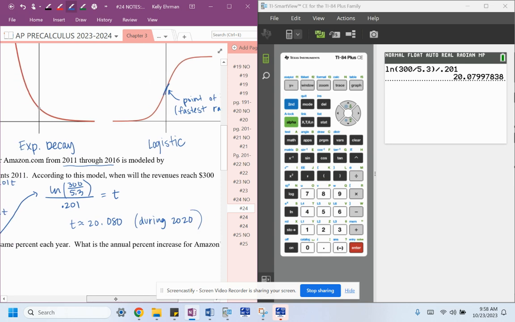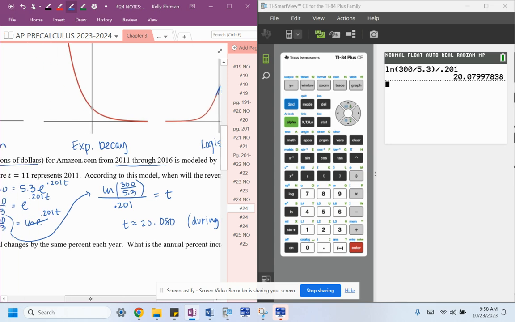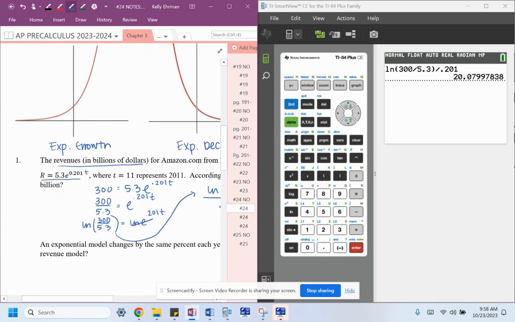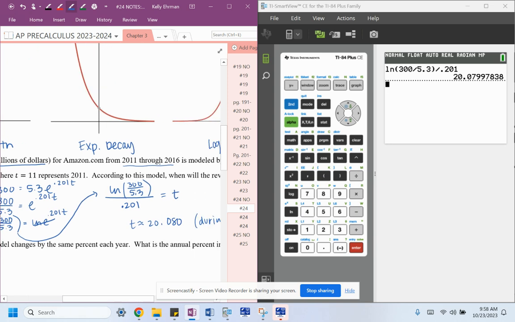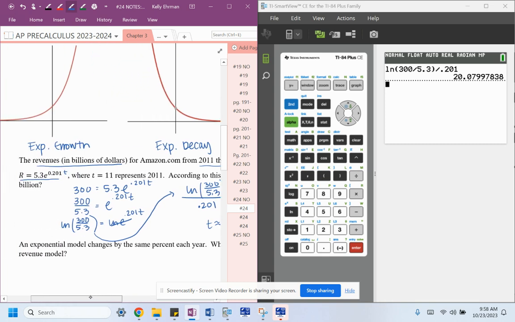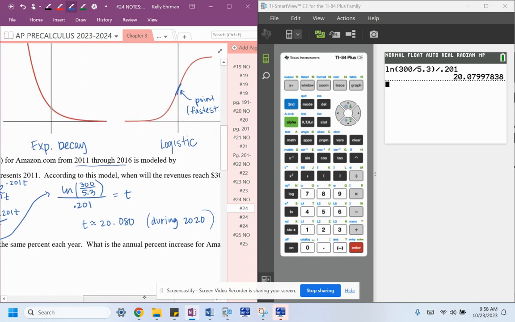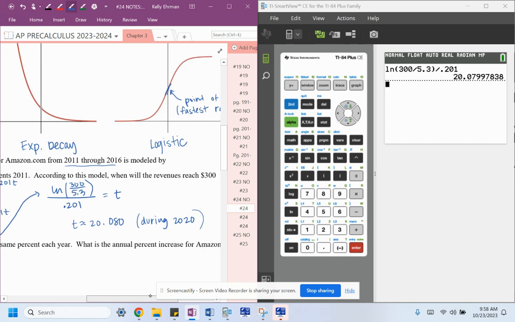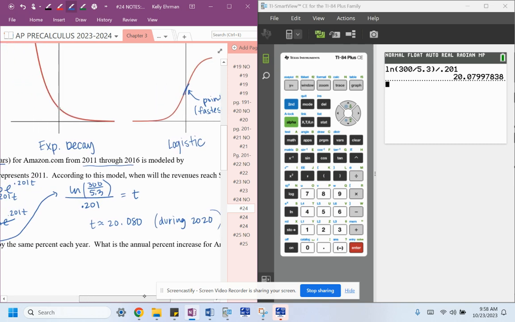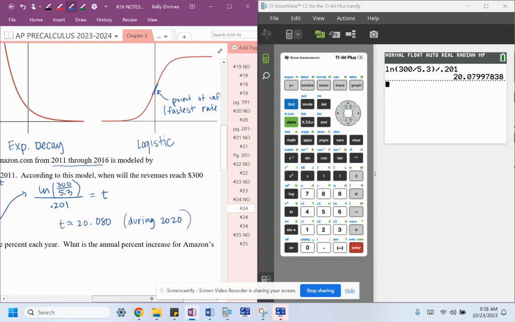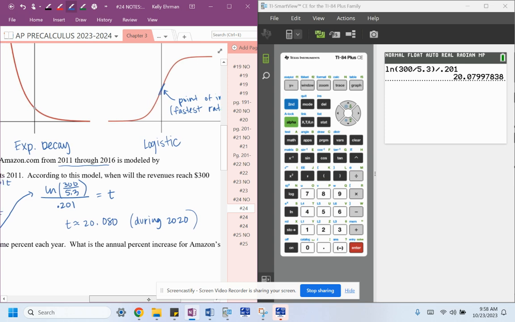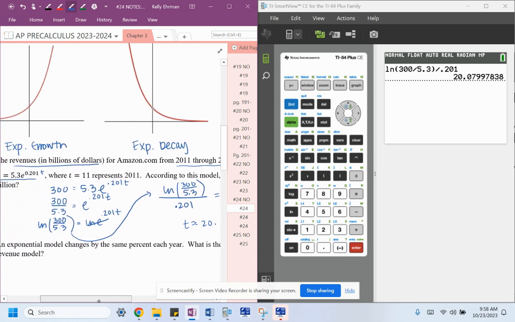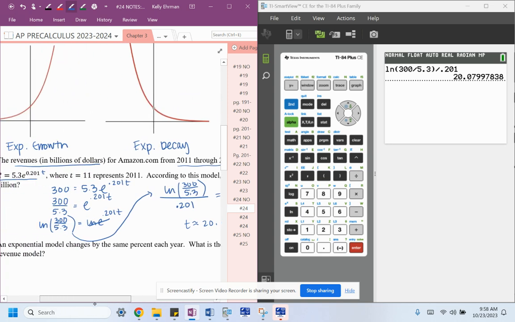Now, the interesting thing is that you can look up, this is an actual model that models the actual Amazon revenues over that time. So I did double check this, and this is an accurate model. You can go back and check 2020. And I don't remember because 2020 was the pandemic, right? So I don't remember if the revenue shot up then or not, because we were all home ordering things. So anyway, the model is accurate though, which I thought was interesting.